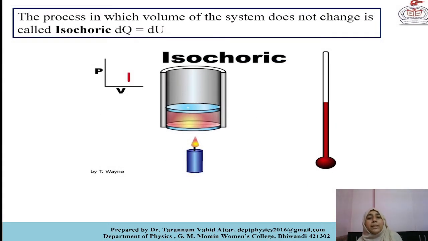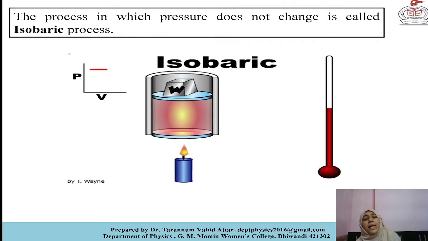The next process is the isochoric process, the process in which the volume of the system does not change. That means dQ is equal to dU according to the first law of thermodynamics. The next process is the isobaric process, in which the pressure of the system remains constant.